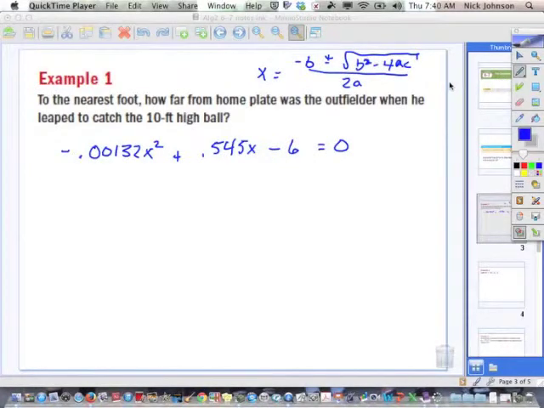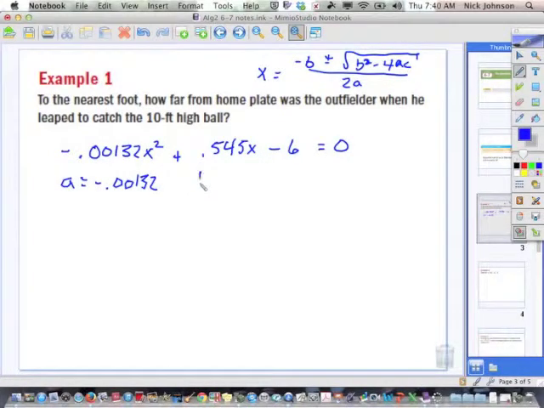For example 1, it says to the nearest foot, how far from home plate was the outfielder when he leaped to catch the 10-foot high ball? Here's the equation that they gave us, and I know you didn't see it, but we're just going to use this so I can show you how to use the quadratic formula. Here a is equal to negative 0.00132, b is equal to 0.545, and c is our constant, which is negative 6. Once this is in standard form, a, b, and c are very easy to find. Now all you have to do is plug it into the equation up above: x equals negative b plus or minus the square root of b squared minus 4ac, all over 2a.